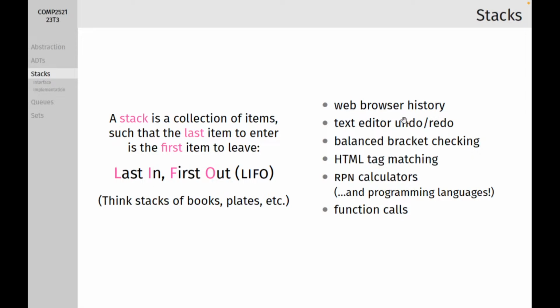Text editor undo redo is another application. Whenever you perform an operation in a text editor, you push that operation onto the stack, and if you make a mistake and you have to undo, then you remove that operation from the stack, and then you undo whatever that operation was. All right, balanced bracket checking, so we'll actually have a look at that. And here are some other applications. HTML tag matching, similar to bracket checking. RPN calculators, you can look up what that means. Even function calls use a stack.